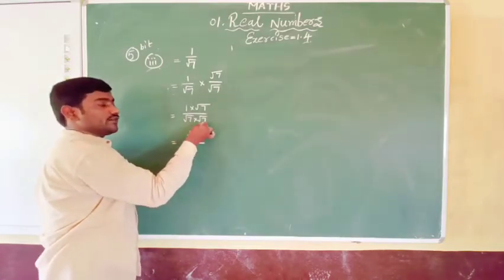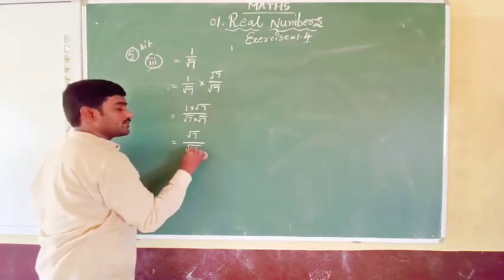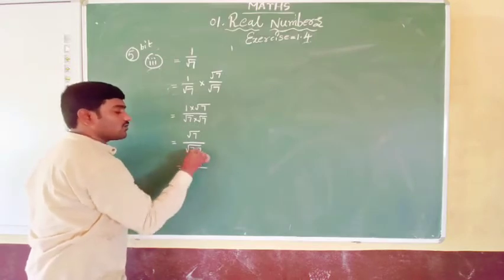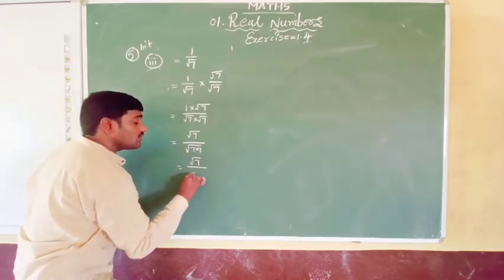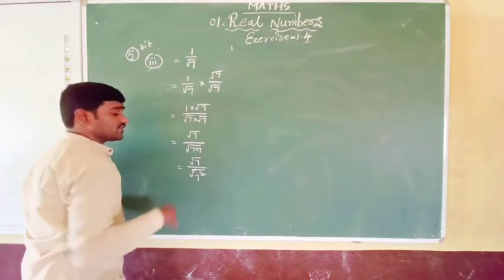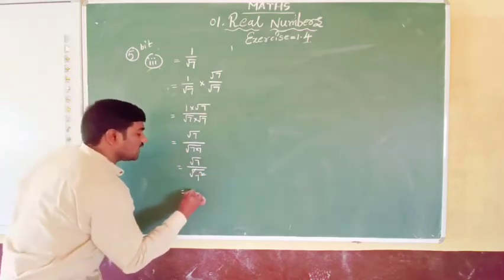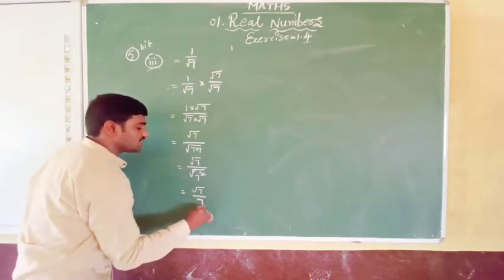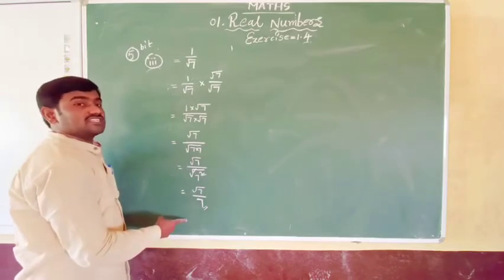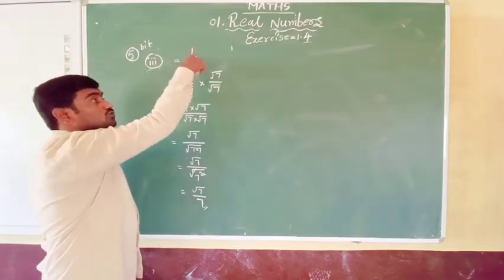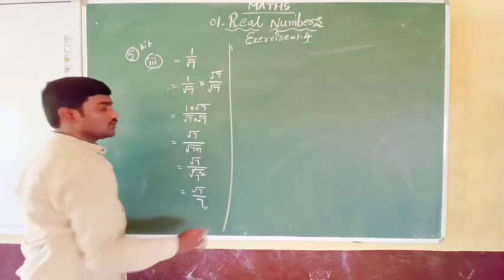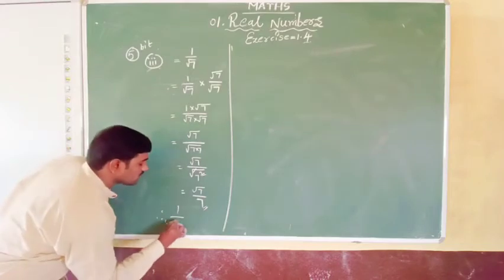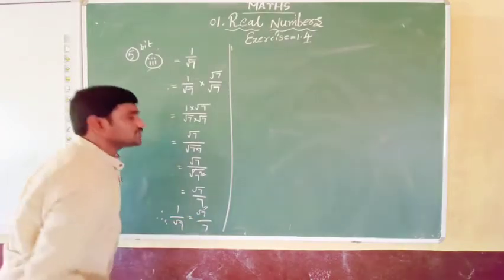Here root 7 into root 7 is under root of 7 into 7. That equals root 7 by under root of 7 squared. The square and square root get cancelled. Hence you get here root 7 by only 7. See that this 7 is now a rational number. Hence we rationalized this denominator from root 7 to 7. So here 7 is a rational number. You write, therefore, 1 by root 7 is equal to root 7 by 7.